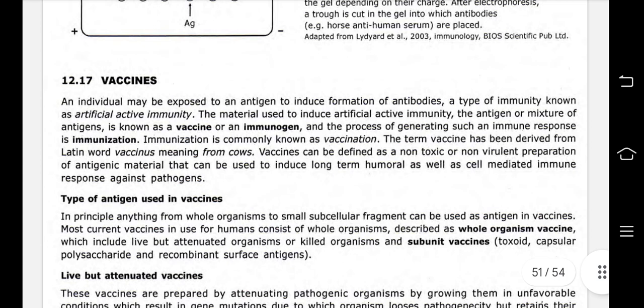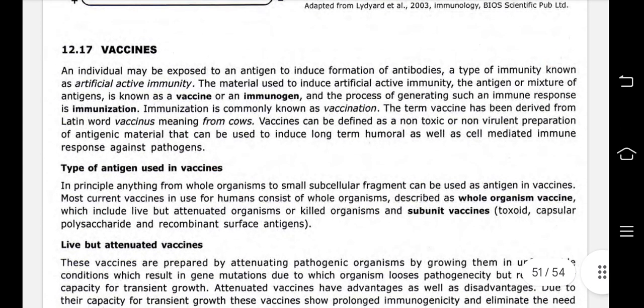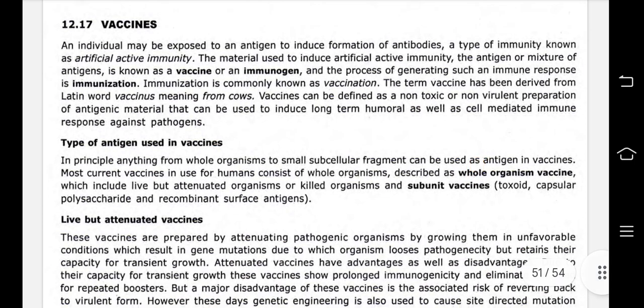So next is about vaccines. An individual may be exposed to an antigen to induce formation of antibodies, a type of immunity known as artificial active immunity. The material used to induce artificial active immunity, the antigen or a mixture of antigens, is known as a vaccine or an immunogen, and the process of generating such an immune response is immunization. Immunization is commonly known as vaccination.